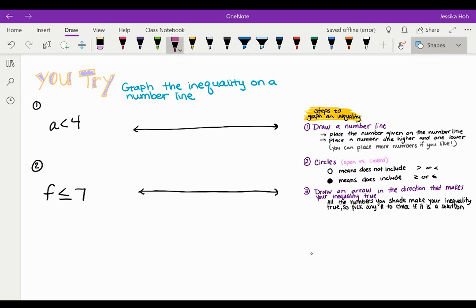The first thing I'm going to do is my number line's already written out for me, so I'm going to write a 4, 1 higher, 1 lower. It is going to be an open circle, because my answer does not include 4. And I'm going to shade to the left. And I know that because if I plug in 3 into my inequality, it is true.